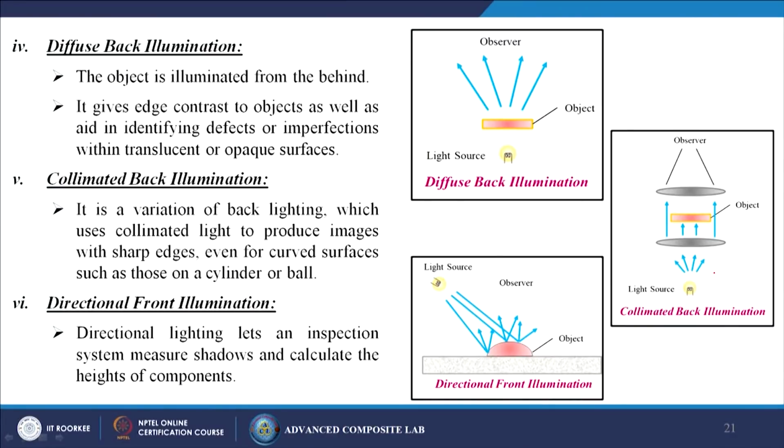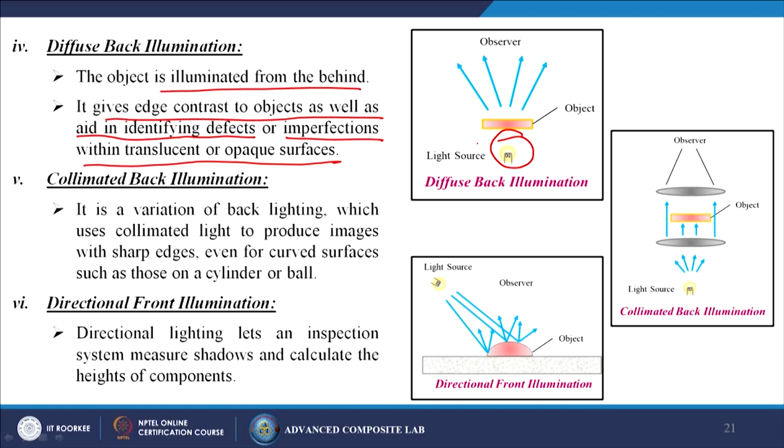Next one is called the diffuse back illumination. When the object is illuminated from behind, it gives edge contrast to objects as well as aids in identifying defects or imperfections within translucent or opaque surfaces. So, in this case the light source is behind the object and through that the light is coming to the observer's eyes.